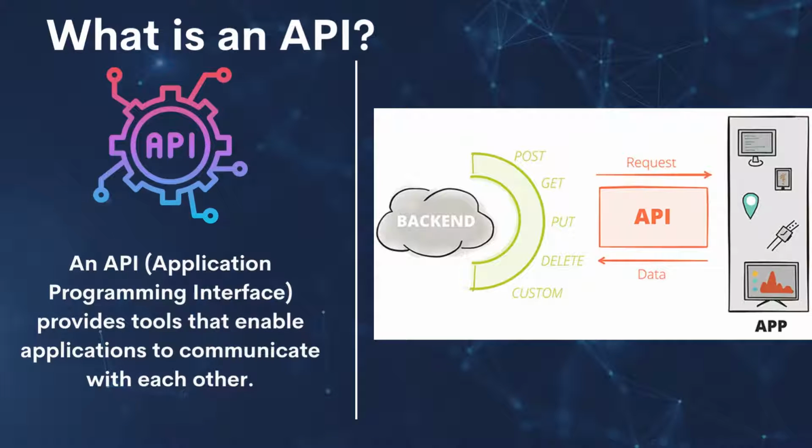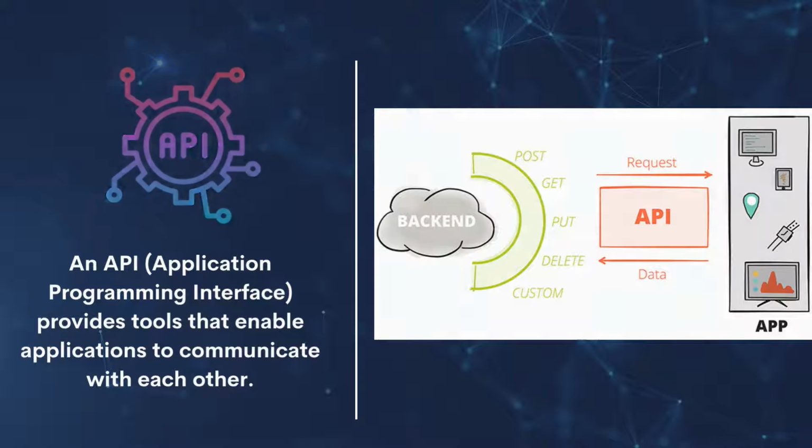So, what is an API? An API stands for Application Programming Interface. It provides tools and an interface between two applications. It also allows them to communicate with each other.